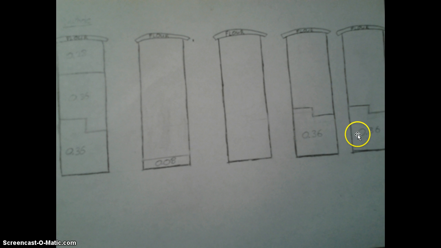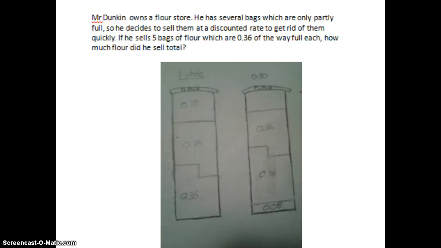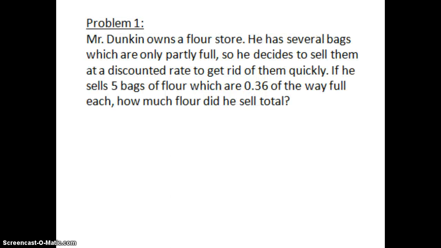Now we will just add these 2 last bags to this bag. If we add 0.36 to 0.08 twice, we get a bag that is 0.8 of the way full. So total we have 1.8 bags of flour sold after we find how much 5 groups of 0.36 is. So here we have 1.80, but you can take the 0 off the end because it's to the right of a decimal point.